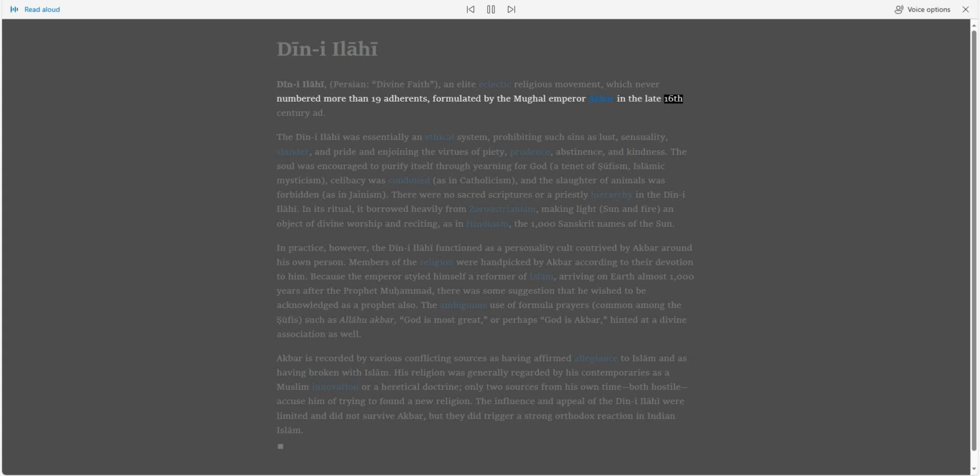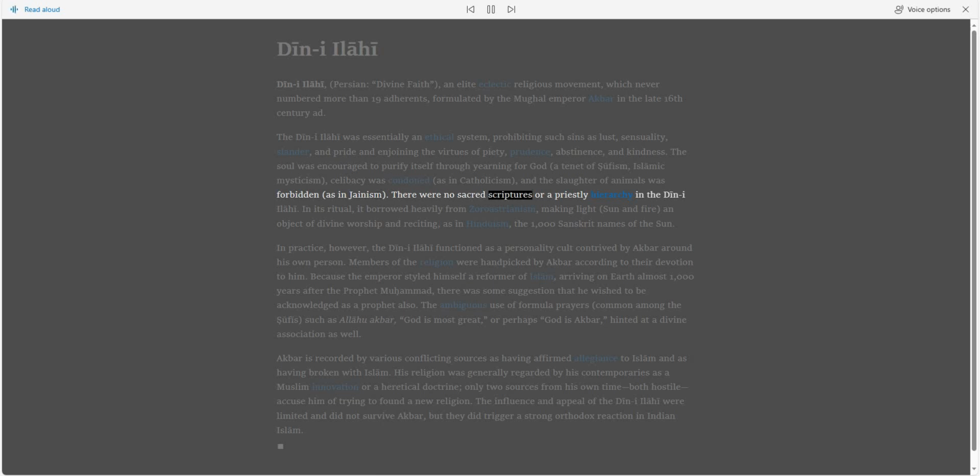Emperor Akbar in the late 16th century AD. The Din-e-Ilahi was essentially an ethical system, prohibiting such sins as lust, sensuality, slander, and pride, and enjoining the virtues of piety, prudence, abstinence, and kindness. The soul was encouraged to purify itself through yearning for God, a tenet of Islamic mysticism. Celibacy was condoned, as in Catholicism, and the slaughter of animals was forbidden, as in Jainism.